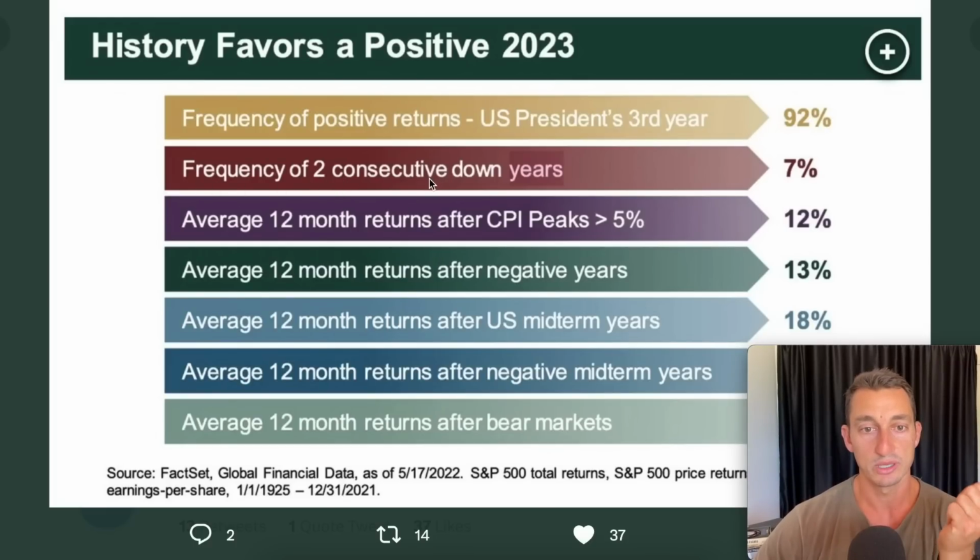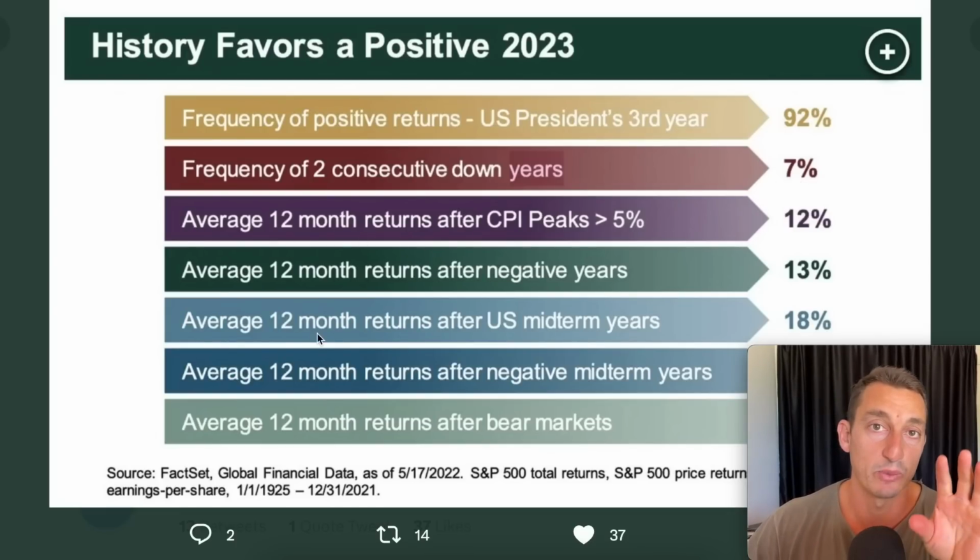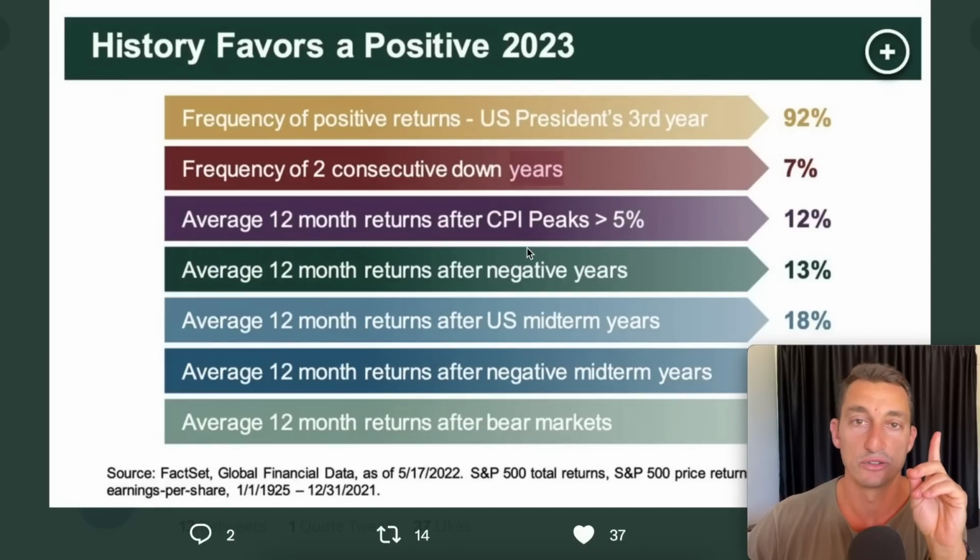Frequency of 2 consecutive down years, 7%. So we've had one down year, that was last year. For another down year to occur, there's only a 7% chance of that happening. So what sort of returns can we look out for in 2023? If CPI has peaked greater than 5%, generally we see about a 12% return on the S&P 500.